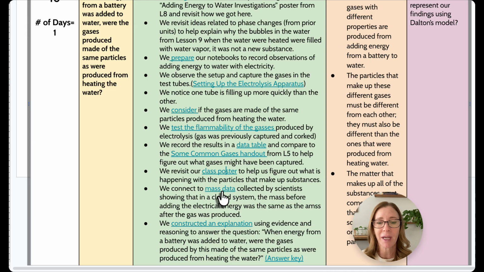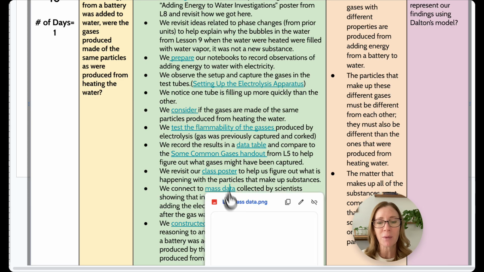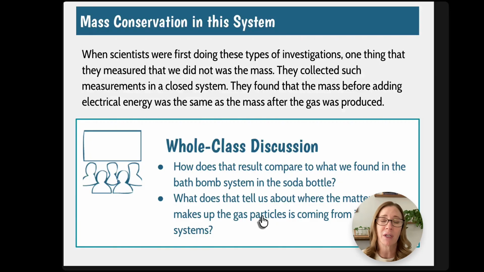Okay, and so we connect mass data. This was collected by scientists. We're not going to collect the gases in a closed system, but scientists did do this, and they found that the mass before adding the electrical energy was the same as the mass after the gas was produced. And so that gives us some more evidence that we can compare to our system, and that tells us that, well, it's the conservation of matter again, that the same particles that make up water are the same particles that are in those test tubes, and the same amounts.